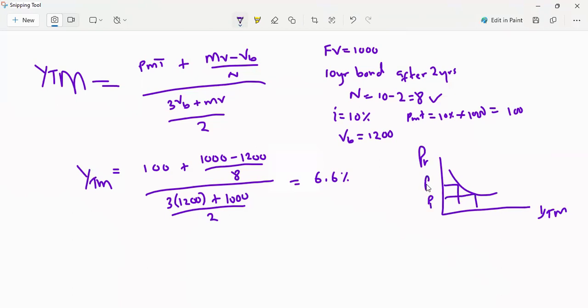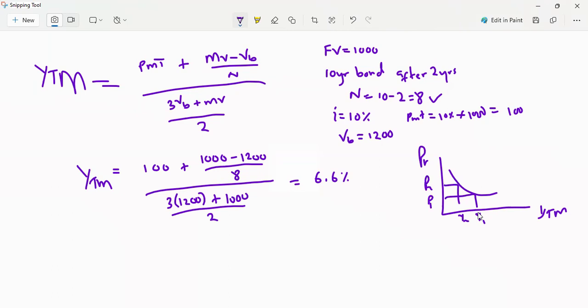P1, P2 cause the yield to maturity to go down from Y1 to Y2. This inverse relationship is explained even in the calculation. You've seen that the bond price was 1,200. So if we increase our bond price from 1,200 to 1,300, it will reduce the yield to maturity.